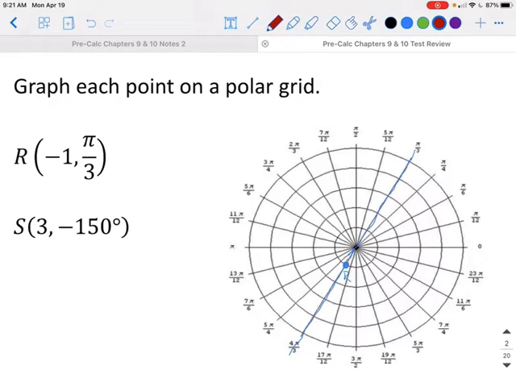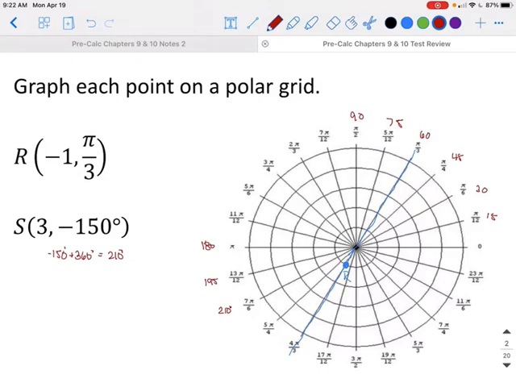Now to graph point S, we're going to go 3 and negative 150 degrees. First, we can figure out what the positive corresponding value would be. So if I do negative 150 plus 360 degrees, this would give me 210 degrees. Now, you can figure out that this is 15, 30. We can keep doing that. This is 180. If we add 15, this will give us 195. Add another 15, this would give us 210 degrees.